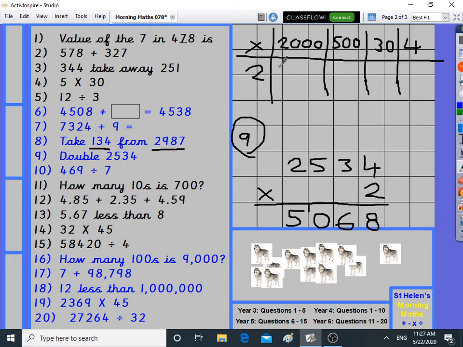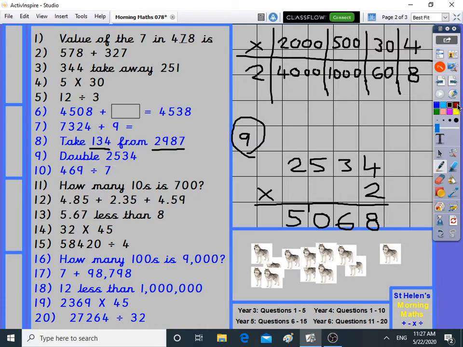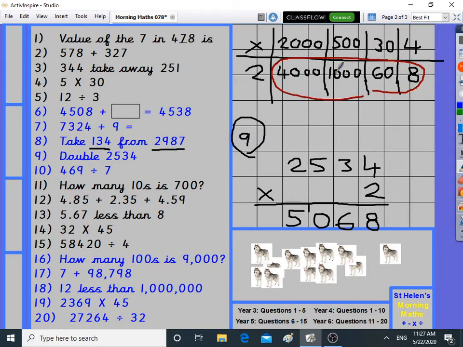So 2 times 2 is 4, place 3 zeros. 2 times 5 is 10, and then there's 2 more zeros to place. 2 times 3 is 6, 1 zero to place. 2 times 4 is 8. So that is a lot of grid method. You have to add up those 4 answers at the end. But I can see that's going to make 5,068. You can see that, can't you?